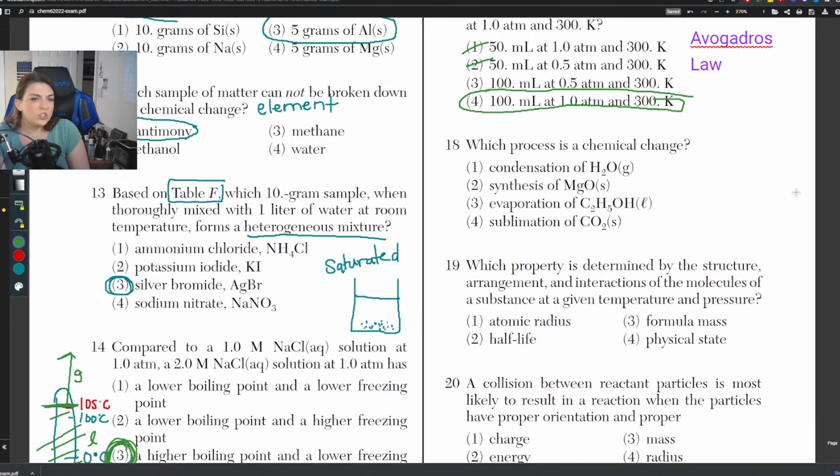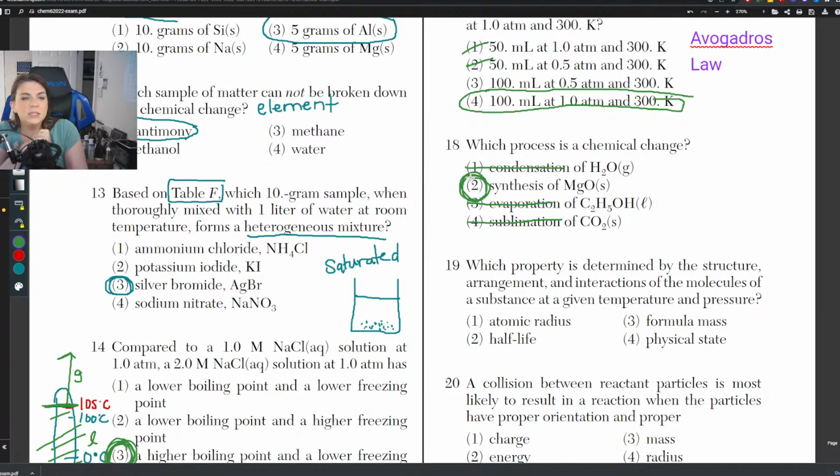Question 18, which is a chemical change. In order to have a chemical change, you have to have bonds broken or bonds being formed. And phase changes are not chemical changes. Again, phase changes are not chemical changes. All they do is take molecules or atoms and pull them apart from each other or squeeze them together. It's more so related to intermolecular forces.